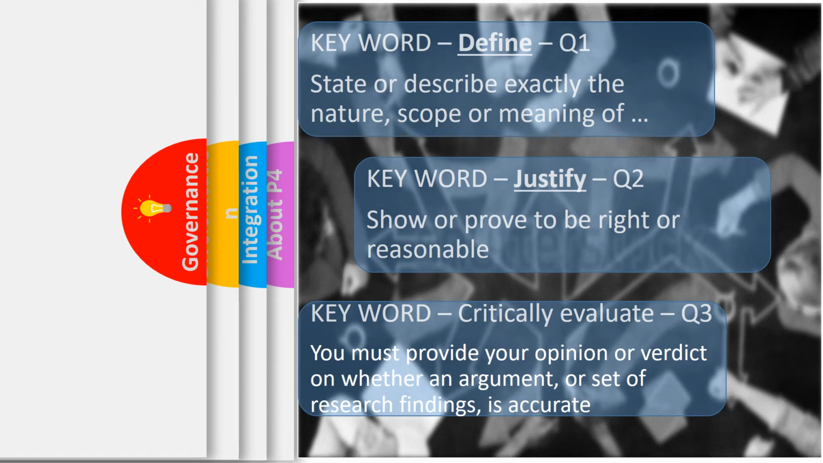So the keywords for the first 3 questions. Question 1 was define, which means to state or describe exactly the nature, scope, or meaning of something. So define. Question 2, the keyword there was justify, which means to show or prove to be right or reasonable. Justify, to prove to be right or reasonable. And then in question 3, critically evaluate. There you must provide your own opinion or verdict on whether an argument or set of research findings is accurate.